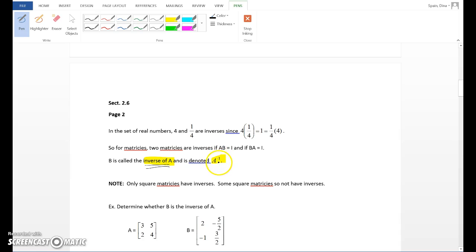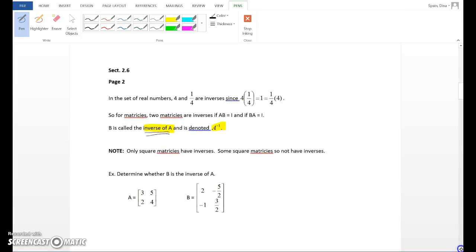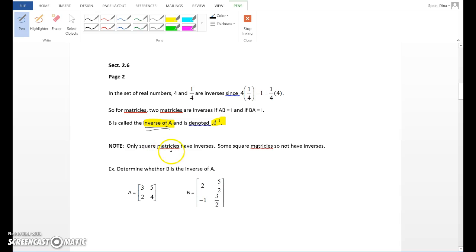This doesn't mean 1 over A. That means A inverse. It's just notation, right? Denoting the inverse of A with a -1 superscript. We will call it A inverse. Okay, only square matrices can have inverses. They have to be square matrices.